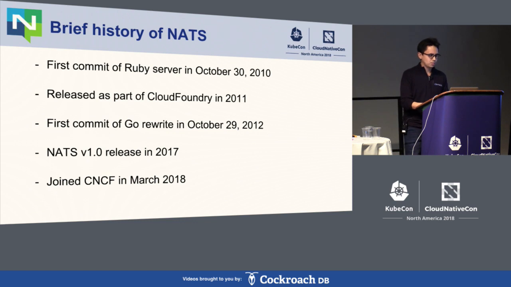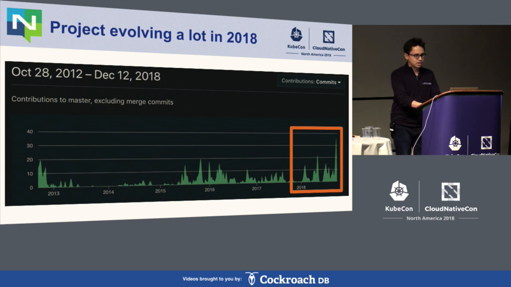Then it got rewritten into Go in 2012. Also in October 2017, it reached the V1 version of the NATS server. And finally this year, we joined the CNCF in March 2018 as an incubation project. So 2018 is a really big year for NATS. If you look at our Git history, you can see that there have been significant contributions to the server, and the biggest spike of commits, with several PRs landing into master. So the project evolved quite a bit this year.